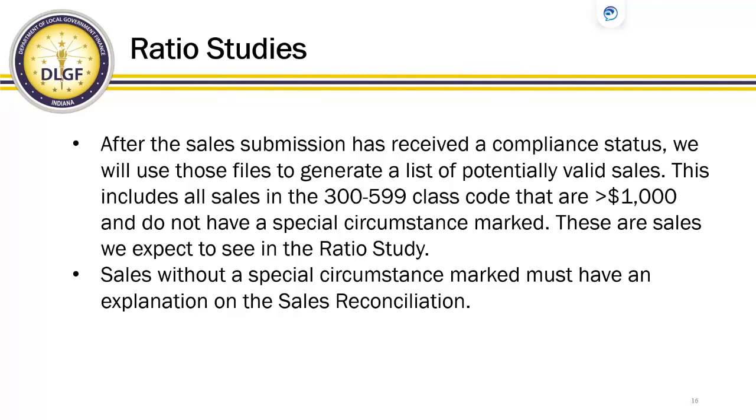After the sales have been received and the compliance status determined by our data analysis division, we will generate and send you a list of potentially valid sales. These include sales in property classes 300 to 599, which would be your commercial and industrial through residential property classes. This would be for any sale above $1,000 that does not have any special circumstances marked.